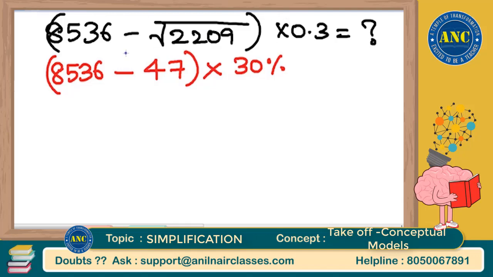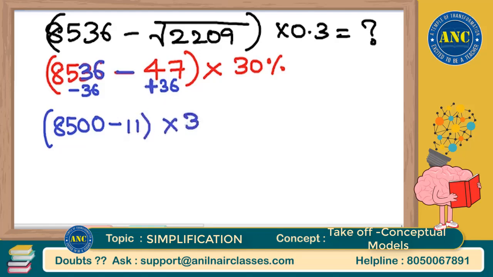8536, I want to make it a fancy number. I will subtract 36 and add 36 for this. Both are the same, sir. It becomes 8500, which is a fancy number, minus 47 plus 36, which is 11. This is how I want you to think. As simple as that. 30% of 8500.